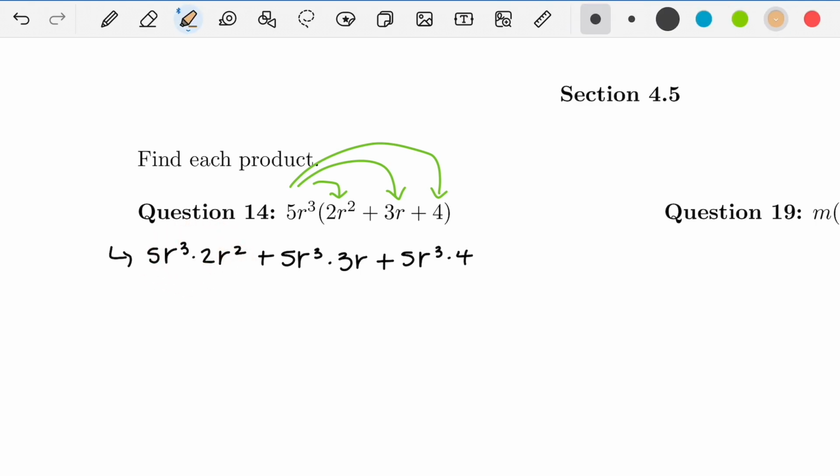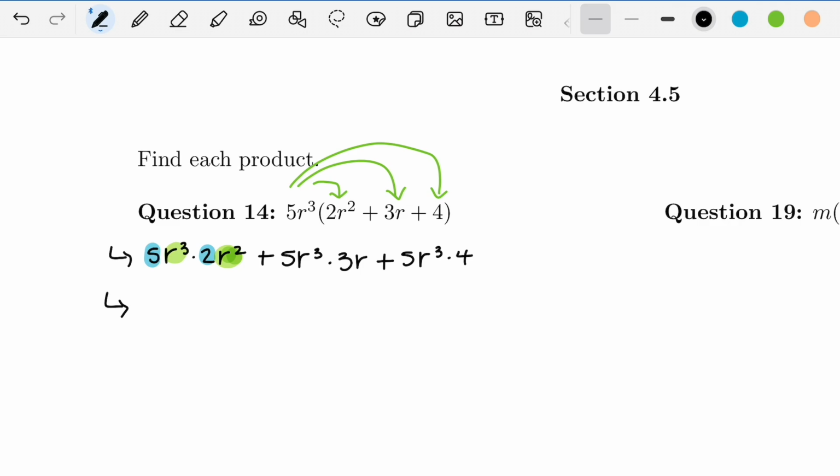In this case, we know from last week that when we're multiplying terms like this, what we're going to do is multiply the coefficients. So we can multiply 5 and 2, and then when we multiply our variables, for example, this r cubed and this r squared, what happens is we're going to add the exponent powers. So here, this will give us 5 times 2, which is 10, and then r to the 3 plus 2 power, so r to the 5th power.